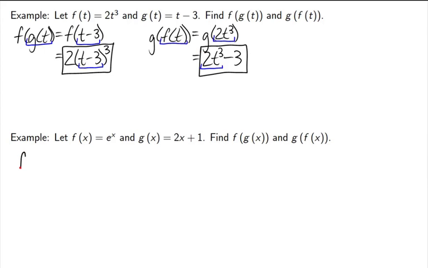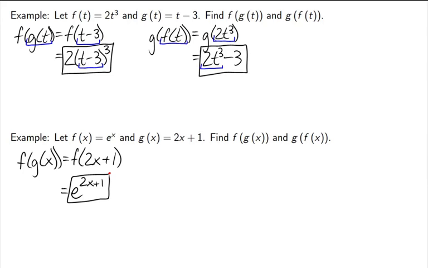So we have f of g of x is what we're looking at for this problem. And again, work from the inside out. So g of x is 2x plus 1. And now I go back to my f function, which is e to the x, and wherever I see an x, I'm going to replace it with 2x plus 1. So I have e to the 2x plus 1. And that's my answer.